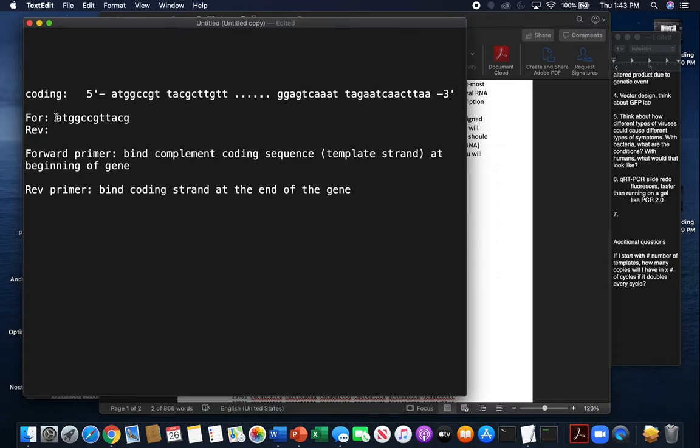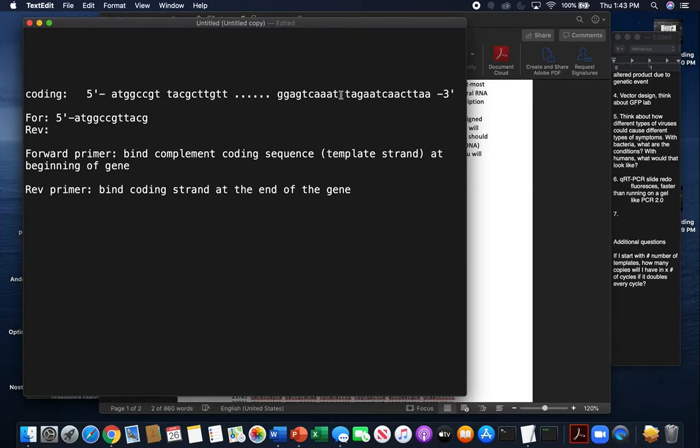And which end will be the 5' end? Consider where it's binding on the template strand and the direction that it has to face. So it's synthesizing 5' to 3', so it will be going this direction, which means this is the 5'.